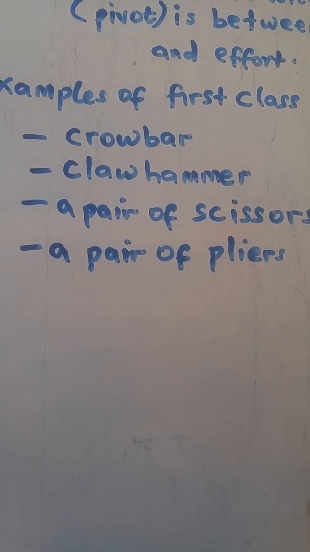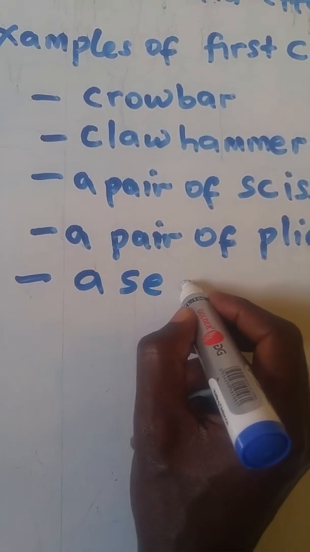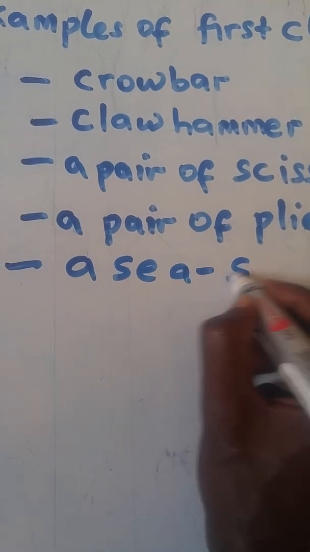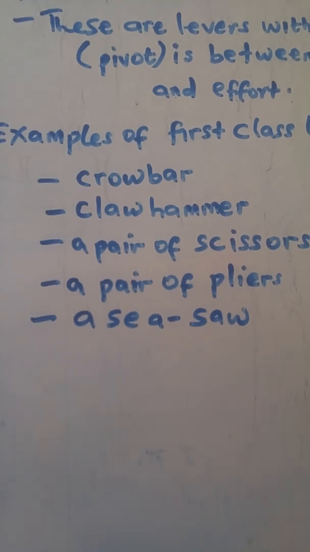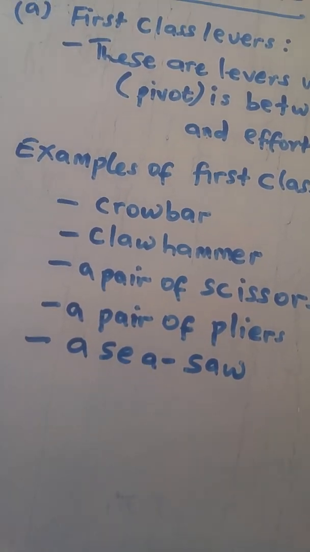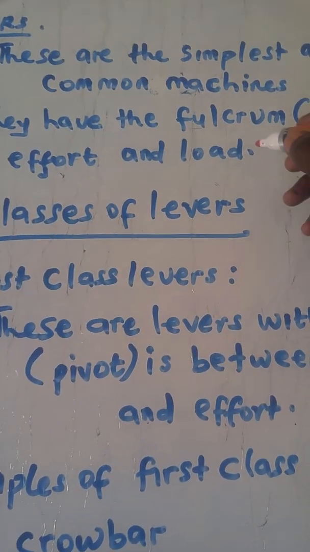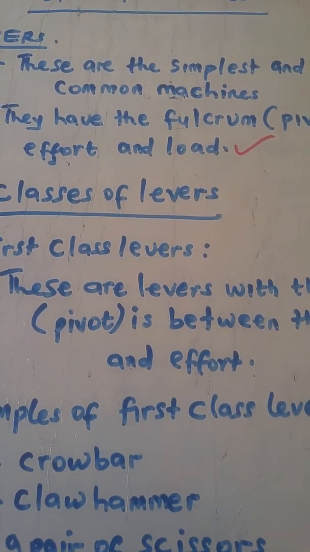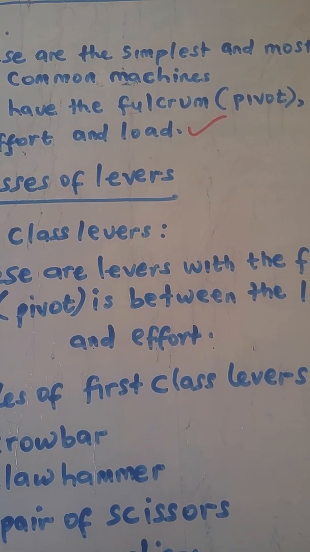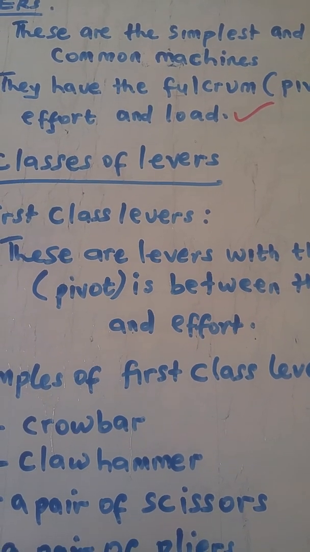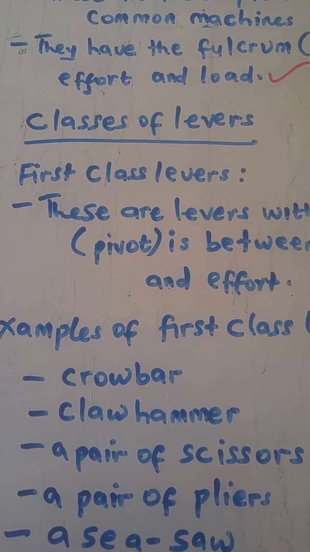Now, the list is very long. We also have what we call a seesaw. All these are examples. So if somebody asks you what a lever is, this will be very correct: you say a lever is that machine which has a fulcrum. It has three main parts: the fulcrum, the effort, and the load. There are three classes of levers: first class, second class, and third class.